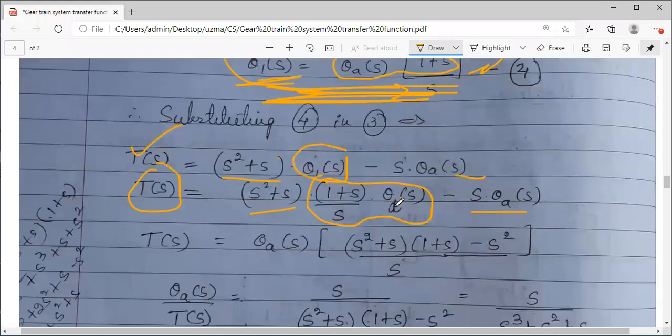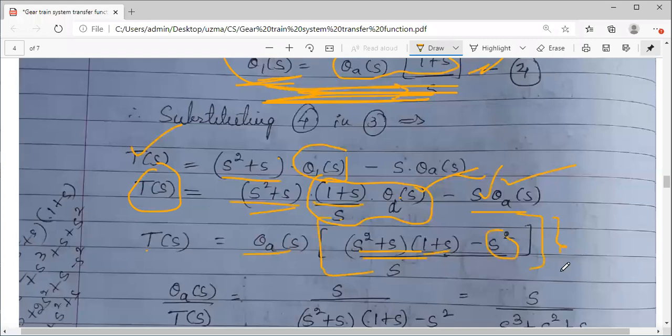So take the ratio, you can just take theta a common here, you will be left with this bracket term, s square plus s, 1 plus s as it is divided by s. This s I have taken LCM for both the terms, so that's why I have multiplied one s here. So s square.